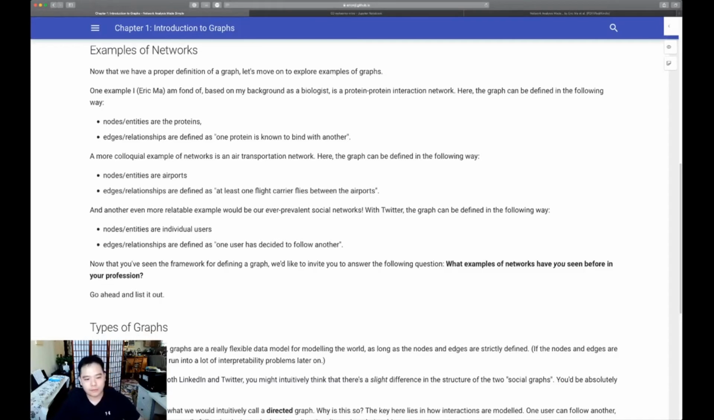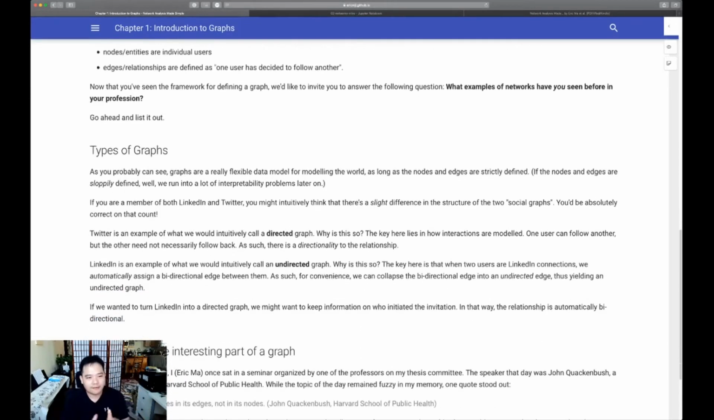Okay, so with that, I'm going to move on to the types of graphs that you might encounter. Basically, there are two key types that I want you to keep in mind. Firstly, there's the directed graph, and then secondly, there's the undirected graph. To illustrate the difference, I'm going to show you two social networks. So Twitter is an example of what we might call a directed graph. And why is this so? The key lies in how we define what an edge is, right?